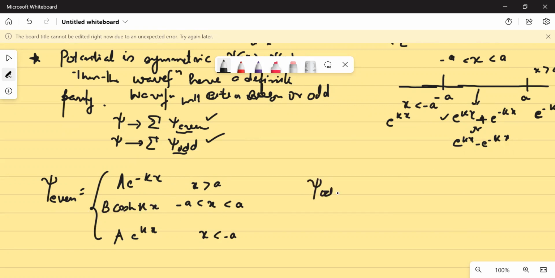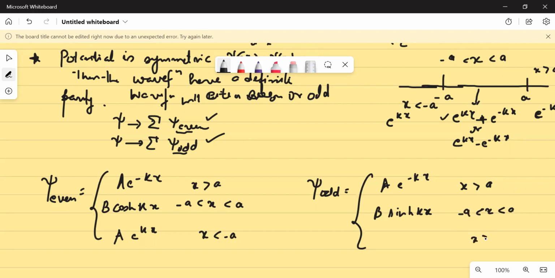Similarly, psi odd can be written as A e to the power minus kx for all x greater than a. For all x lying between minus a and plus a, I can write sinh kx. And for all x less than minus a, I can write it as minus A e to the power kx. Why should I write a minus? Because if I don't write a minus, then psi odd of minus x will not be equal to minus psi odd of x. So to fulfill this condition, we place a negative there. So this is how my wave function would be constructed.